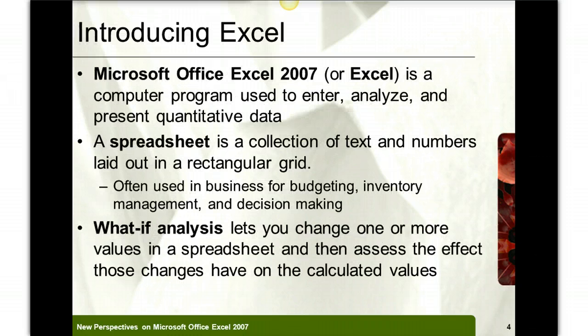Office 2007 or 2010, if you have it, is a program used to enter, analyze, and present quantitative data. A spreadsheet is a collection of text and numbers laid out in a rectangular grid. It's often used in businesses for budgeting, inventory management, and decision making. What-if analysis lets you change one or more values and then assess the effect. For instance, if you budgeted $200 for utilities and it happens to be $250 when the budget hits for the month, you can change it in the spreadsheet and it'll change your total.